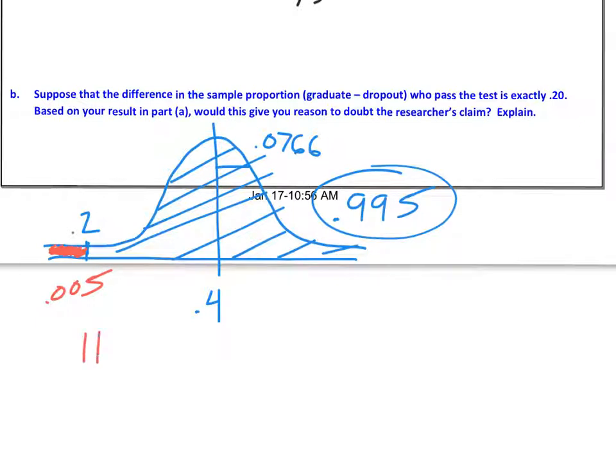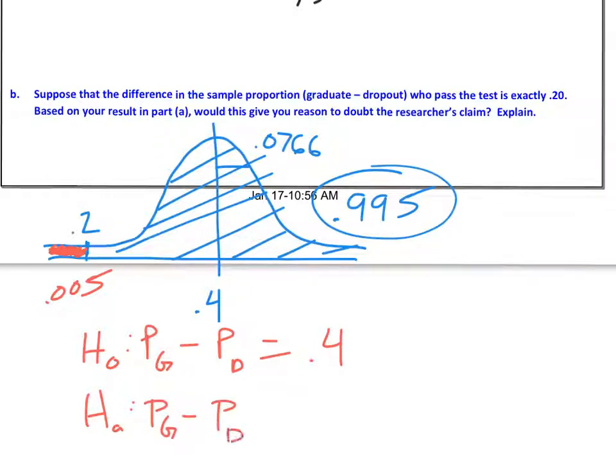Right? H0, this is kind of the second part of this question, says that the proportion of graduates minus the proportion of dropouts who pass is, whoops, not 0, 0.4. And then if HA stated that the proportion of graduates who pass minus the proportion of dropouts is less than 0.4.